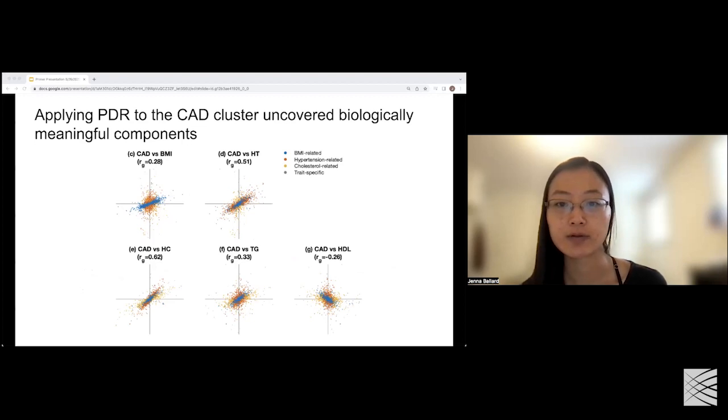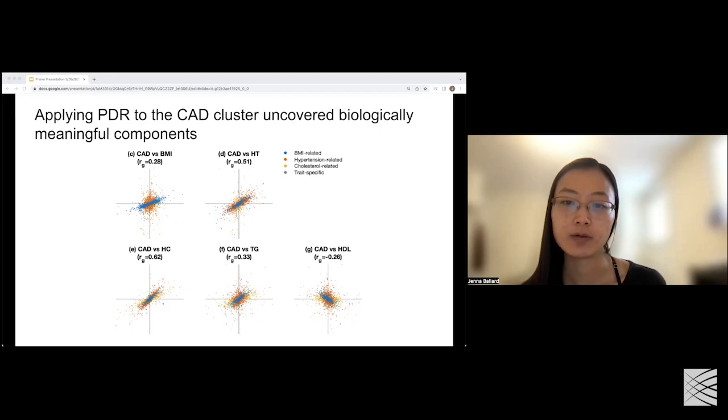We see that BMI-related SNPs affect hypertension, but hypertension-related SNPs do not have much of an effect on BMI. However, the slopes for the CAD versus hypertension effect sizes are similar for both hypertension-related and BMI-related SNPs, indicating that the correlation between BMI and CAD might be explained by the effect of BMI-related SNPs on hypertension. This is consistent with a model where BMI is causal for hypertension, which is causal for CAD.